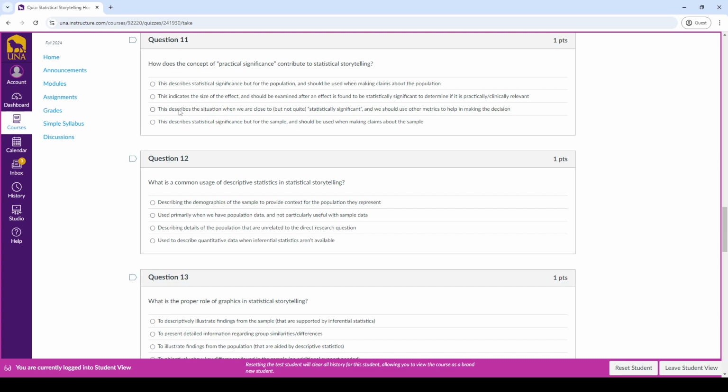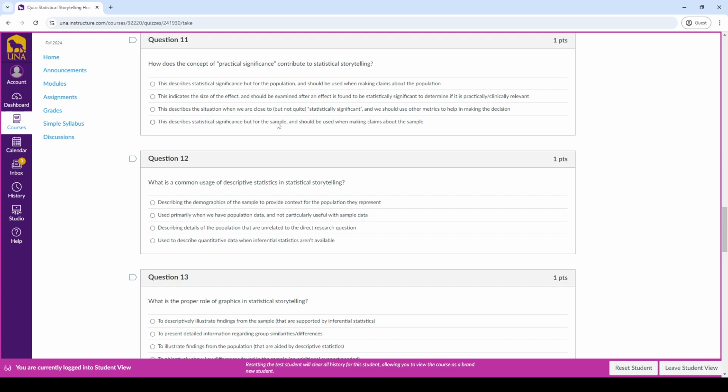"This describes the situation when we are close to but not quite significant." Well, no. I mean, sometimes you can have practical significance and be close to but not quite significant, but that's not every time by any means. In fact, that's often not the case.